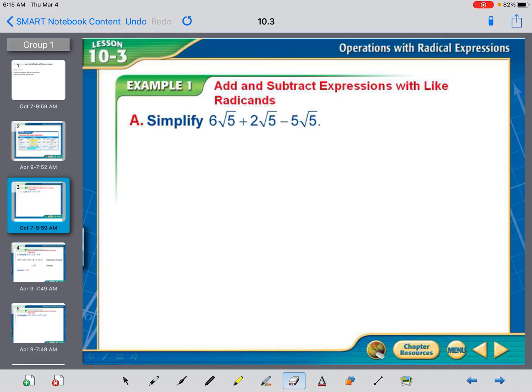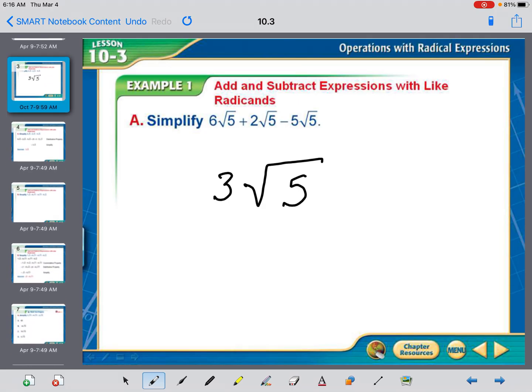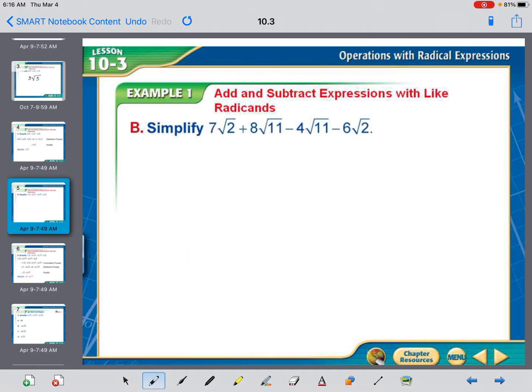So, this is add and subtract. Well, these do happen to have like radicals. They're all square roots of 5. The radicands are all 5. So, all we have to do is keep that square root of 5 and work with the outside parts. 6 plus 2 is 8, minus 5 is 3. And we're done. That's it. That's the answer.